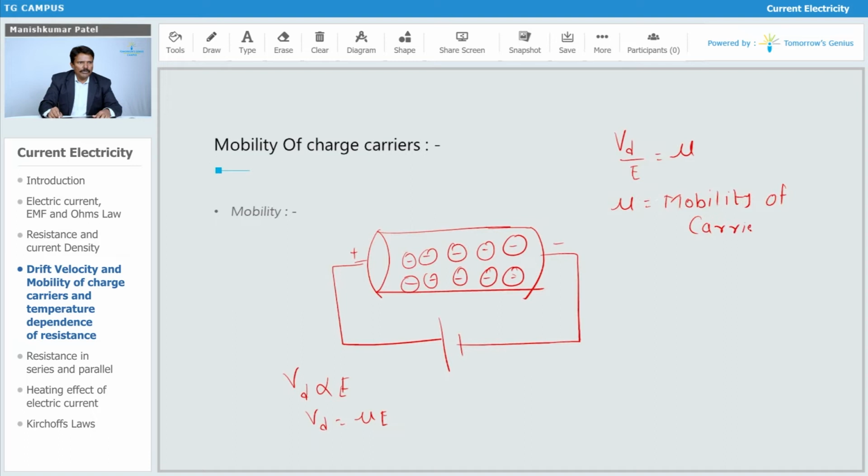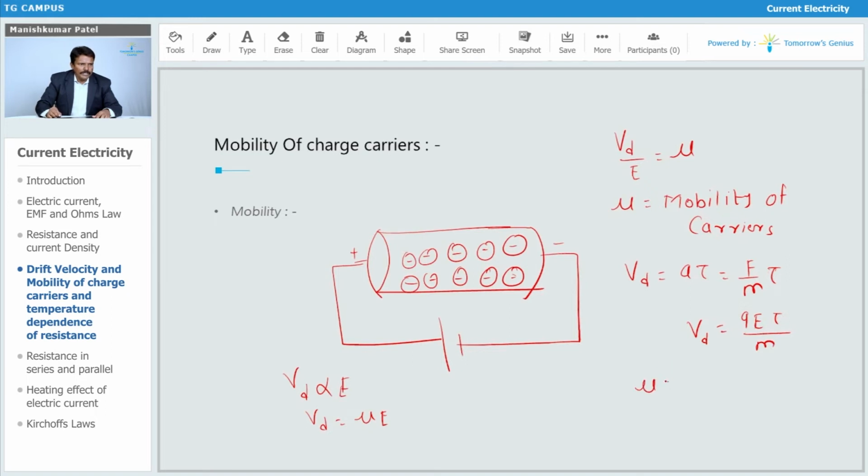Now mu is equal to Vd upon E. We know the expression for drift velocity, which is a into tau. Then a is equal to F upon m, and E is equal to F upon q. So definitely qE, that is tau upon m. This is how you can write down the drift velocity.